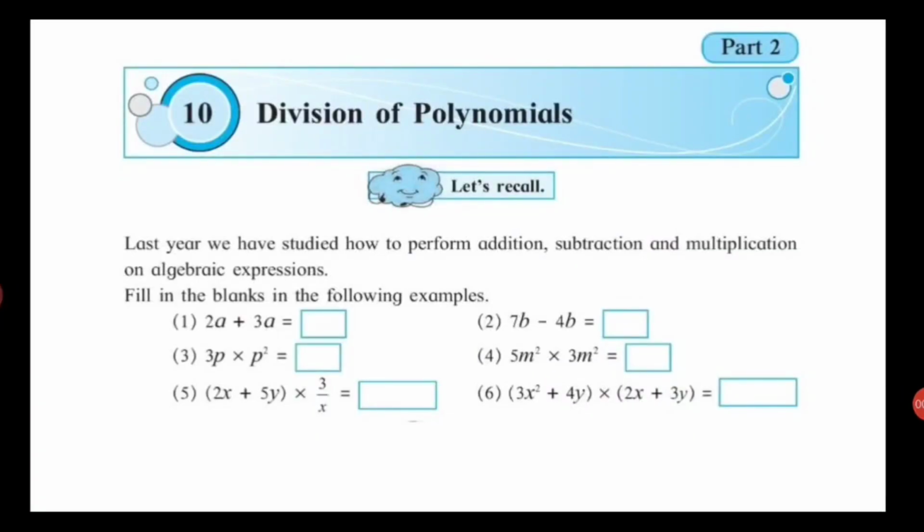Part 2, Chapter 10, Division of Polynomials. Before studying division, let us recall what we have learnt in our 7th standard. Last year we have studied how to perform addition, subtraction and multiplication on algebraic expression. So let us just revise how we did last year. Fill in the blanks in the following examples.